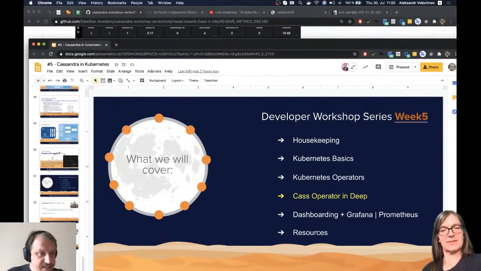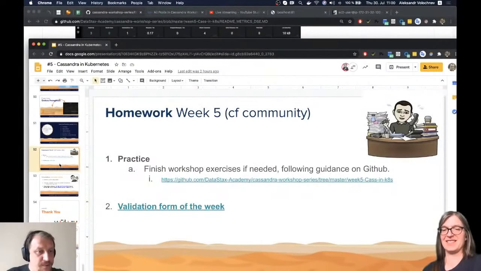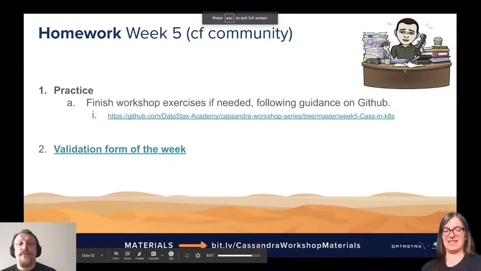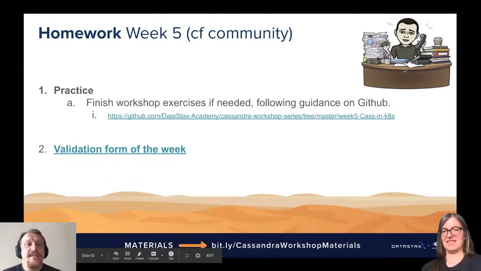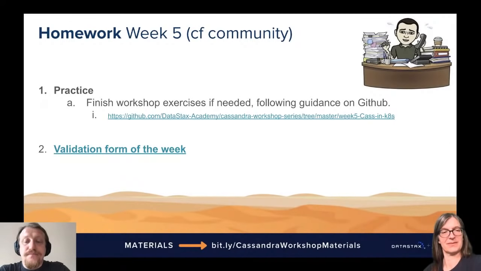And the final one we will cover today is basically, I will not cover Prometheus, but let's get back to the week 5 homework. Week 5 of the homework is very simple. Just finish the exercises from the previous week and do the exercises following the guidance on GitHub, and use our help in community.datastacks.com and Discord. And you know what to do. If you can run your Docker on your own, do it on your own.